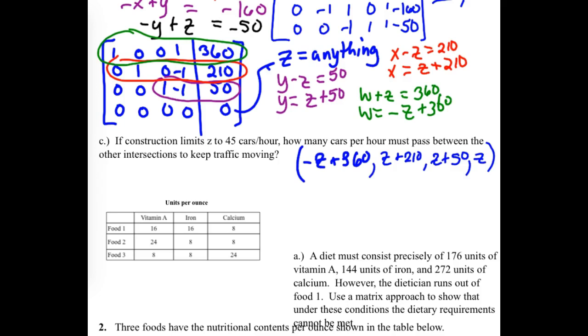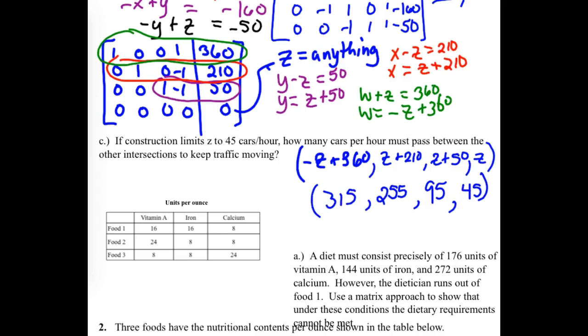So now part C says, if construction limits Z to being 45, how many cars per hour must pass between the other intersections to keep traffic moving? So we're just going to plug a 45 in. So 45 plus 50 would be 95. 45 plus 210 would be 255. And negative 45 plus 360 would be 315.